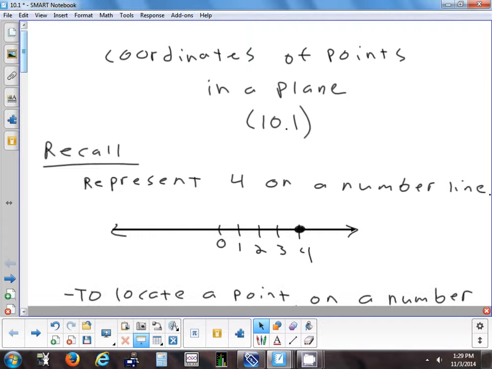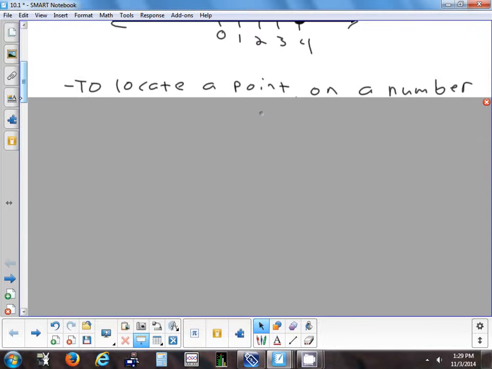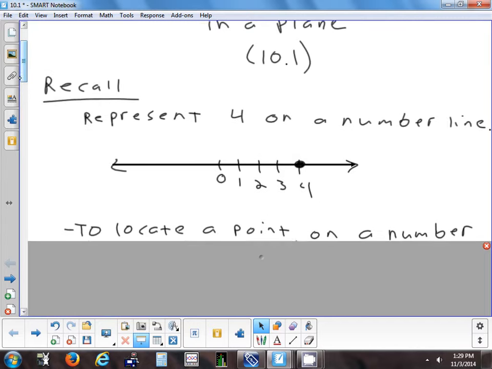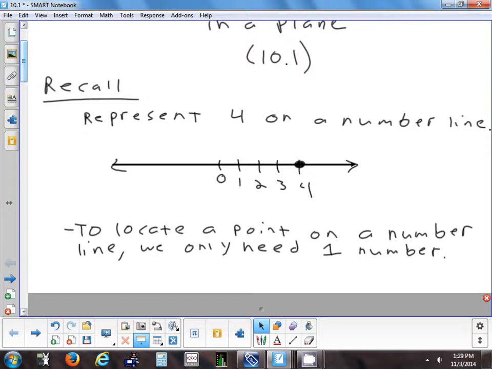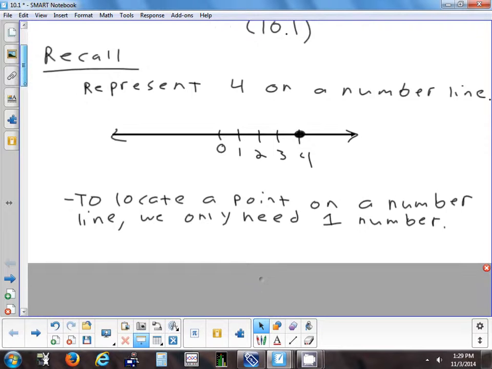What we're going to do is look at graphing a point that has two numbers in it, and that's called a coordinate. So we're not going to just need one of these. We're going to need how many? We need two, and they're called axes. Each one is an axis.